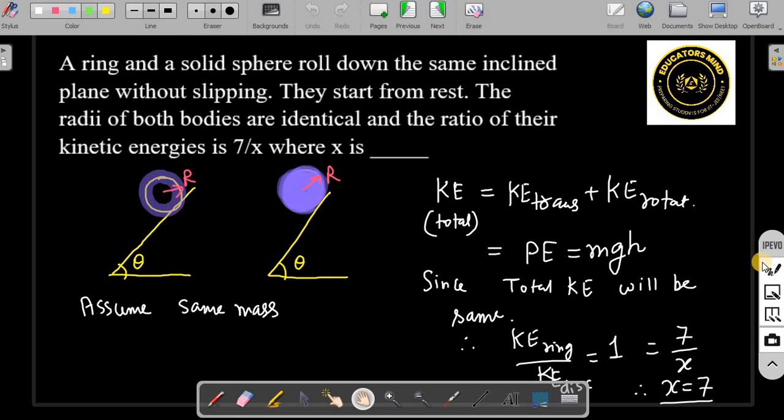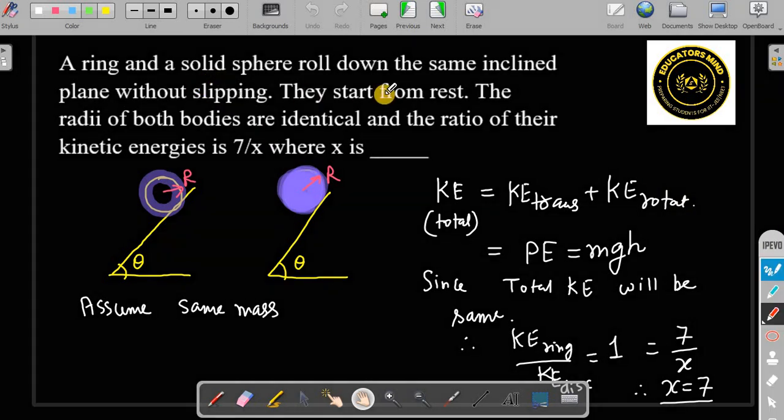Next question: a ring and a solid sphere roll down the same inclined plane without slipping. So there is a ring and there is a solid sphere, and without slipping they are going down. They start from rest, so the initial velocity is 0. The radii of both bodies are identical.